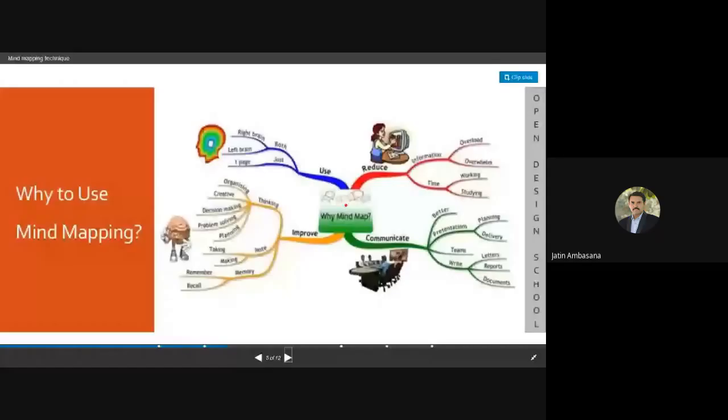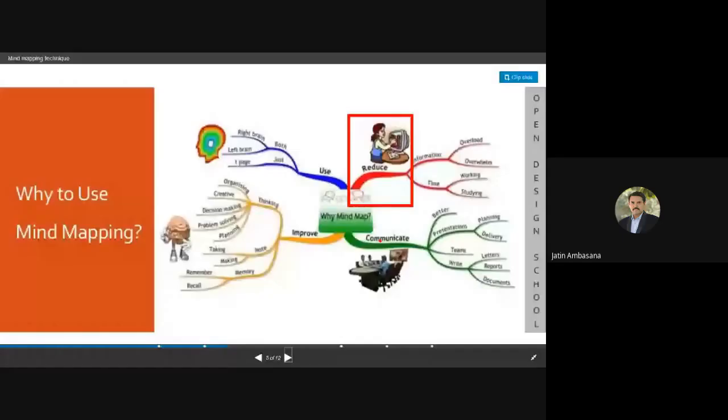Okay, both the brains would get activated when you start using these kinds of mind maps, because you have to deal with lots of information on a single page. Then with the help of a mind map, you may reduce overload of information, overwhelming information, to the necessary information, and you may even reduce the working time and studying time. See, here studying is coming.